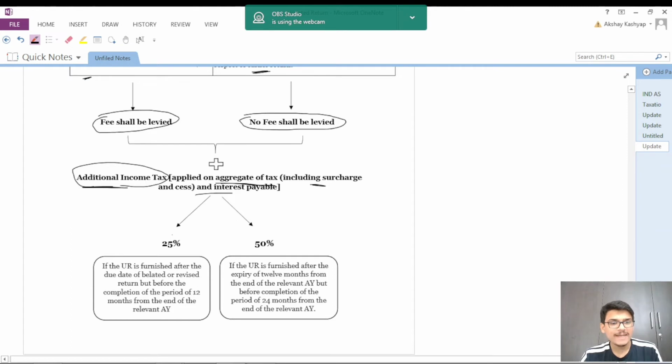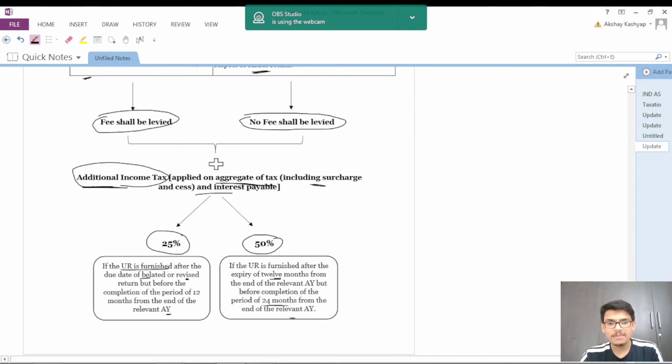Now the rate of additional income tax shall be 25% if the updated return is furnished after the due date of belated or revised return, but before the completion of a period of 12 months from the end of the relevant assessment year. And it shall be 50% if the updated return is furnished after the expiry of 12 months, but before the completion of 24 months from the end of the relevant assessment year. So we know that the due date of filing an updated return is 24 months from the end of the relevant assessment year.